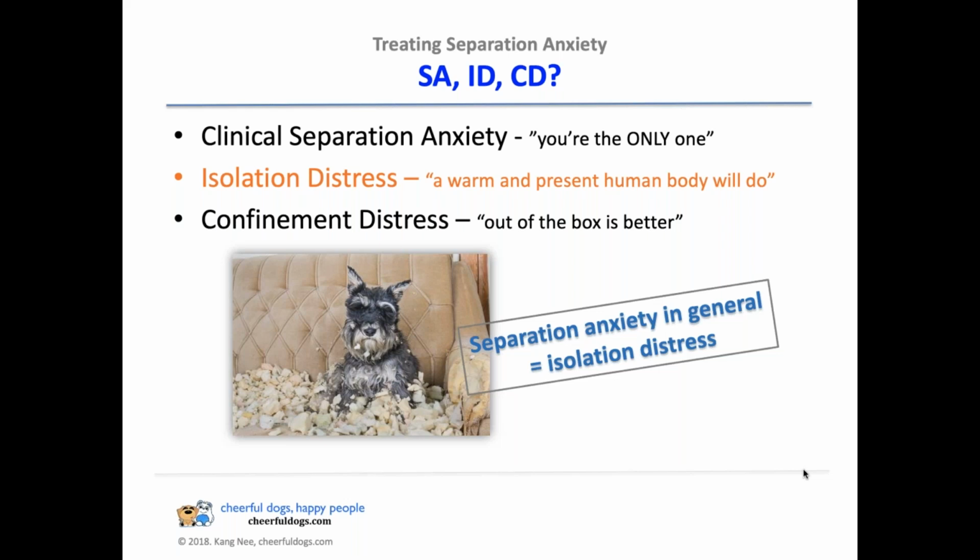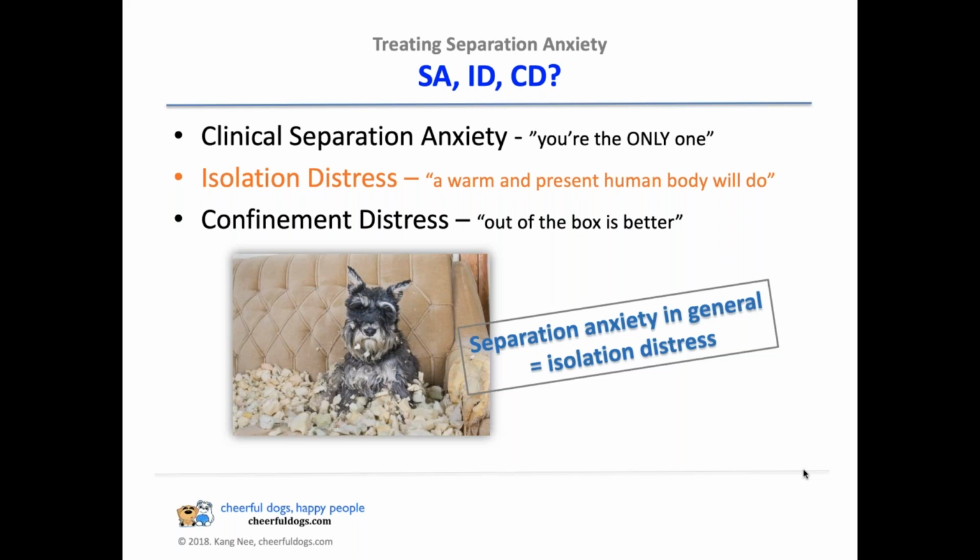But by and large, when we talk about separation anxiety in general, we are looking at a condition that's called isolation distress, where, yes, the dog panics when it's home alone, when there's no one around, but as long as there's a warm human body who is present, the dog can cope. So isolation distress is what we will be referring to today in our webinar when we talk about separation anxiety.